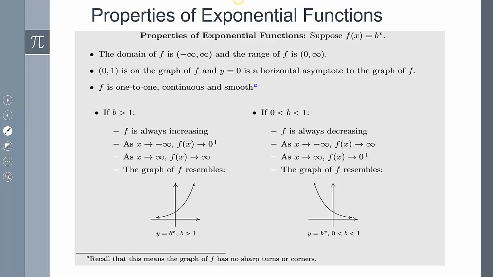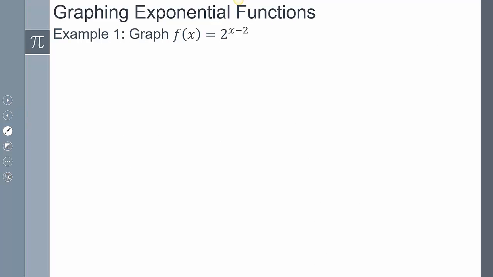f is a one-to-one continuous function, and it's smooth. So there's no gaps, there's no jumps. Now remember, if b is greater than 1, always increasing, and then we kind of defined our domain, or our end behavior. And then if b is between 0 and 1, it's going in the opposite direction here because there's that reflection over the y-axis, and my end behavior also changes as well. So just remember those instances.